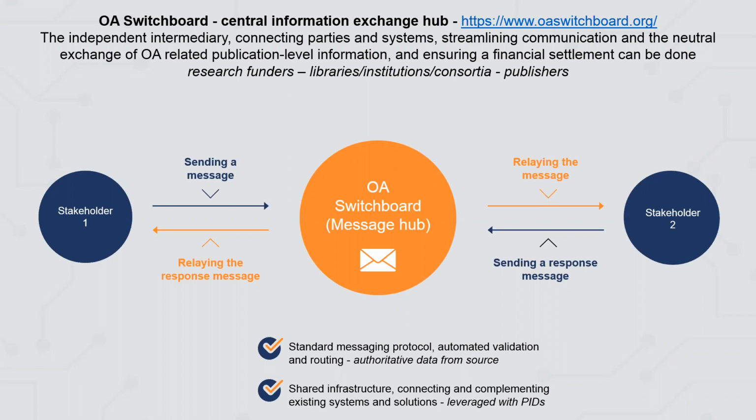Then, of course, there's standard messaging protocol, there's automated validation, there's routing rules. And this is a shared infrastructure connecting and complementing existing systems and solutions. It's highly integratable with various systems, and that's what we do. And that's also why we mention it today. Also relevant is that it leverages persistent identifiers, including ORCID, also including ROR ID for institutions.